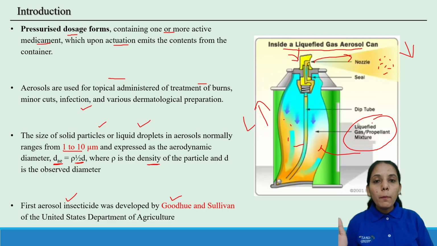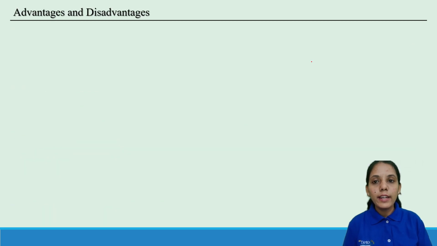So how will it come out? It will come out with the help of the dip tube. Now this is nothing but a seal. It will prevent it from coming out. It is a seal. And here is a nozzle from which the actuation takes place. So this is the diagram.